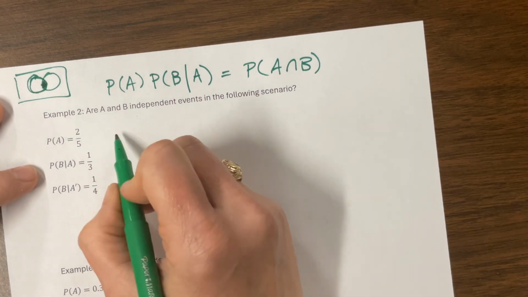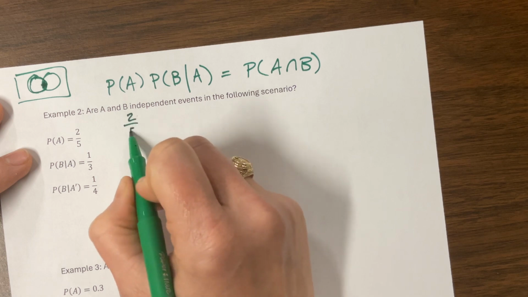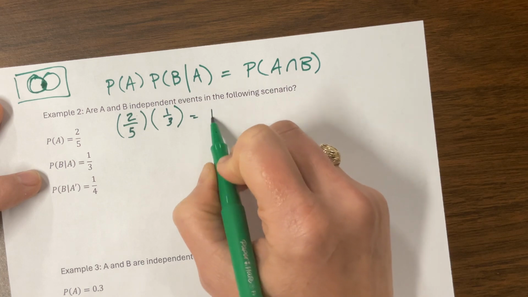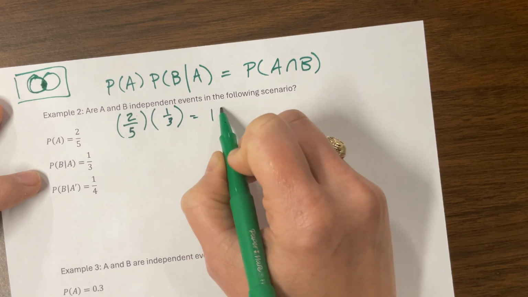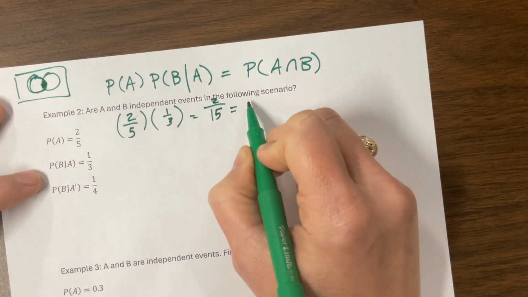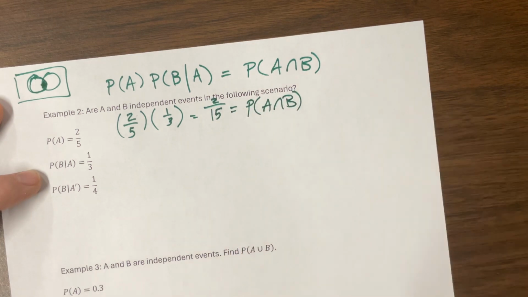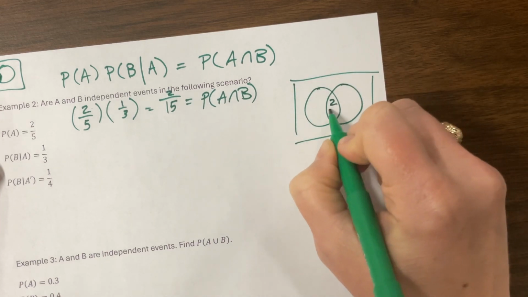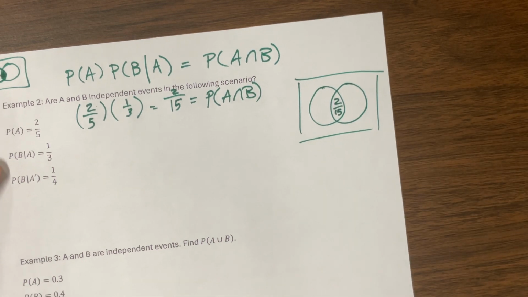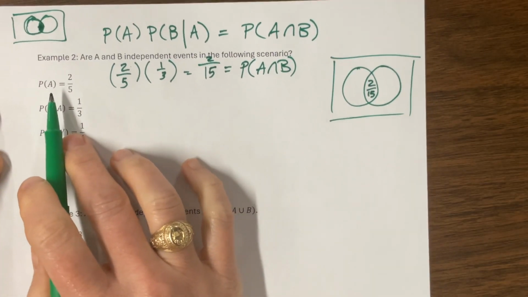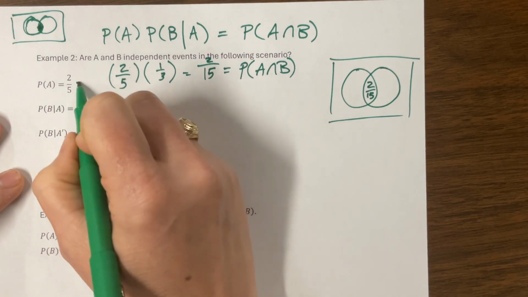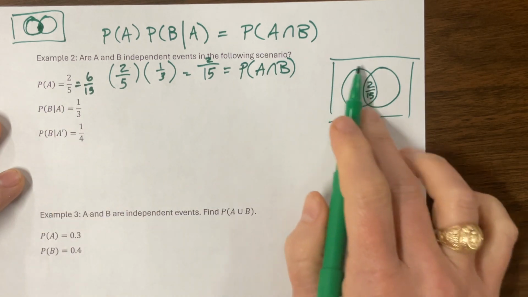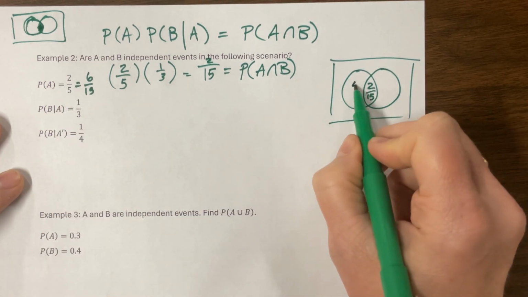So let's see. We know the probability of A is 2/5. We know the probability of B given A is 1/3. So therefore this would be 2/15. Okay, let's change that to 2/15 is equal to the probability of A intersect B. In our Venn diagram, that region right here would be that intersection, and that's 2/15. So then the probability of A, this whole thing, is 2/5, which is equal to 6/15, right? Multiply 3 over 3, which means this whole circle A is going to be 6/15, so this would be 4/15.